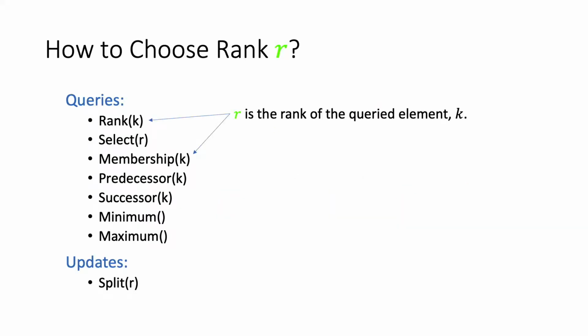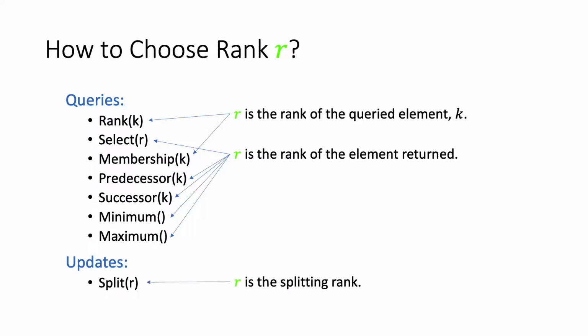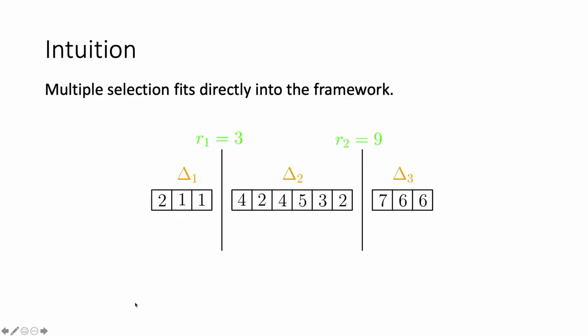Okay, so how do we choose this rank R? It's pretty straightforward. We want R to be basically where we need to recurse to answer these operations, exactly the rank we need to get to in order to find the answer for the query. So for rank and membership, we'll just make R the rank of the queried element. For select, predecessor, successor, minimum, and maximum, we'll make R the rank of the element returned. And for update split, which is also a kind of query, R is just going to be the splitting rank in the argument.